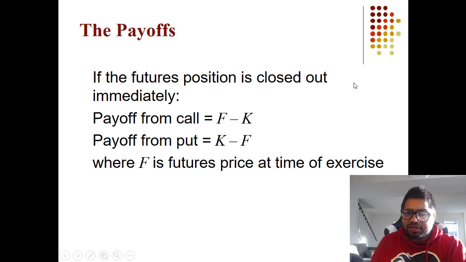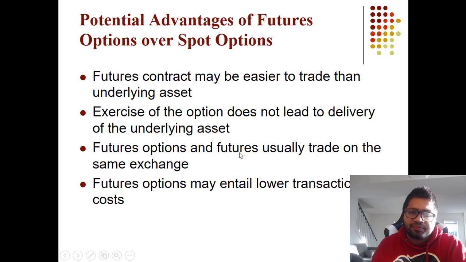So if the future position is closed out, the payoff from a call is future price minus exercise price. The payoff from a put is exercise price minus future price, multiplied by the number of units you have.